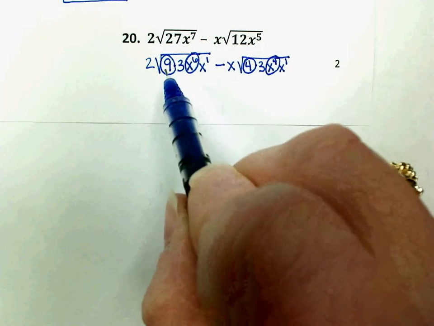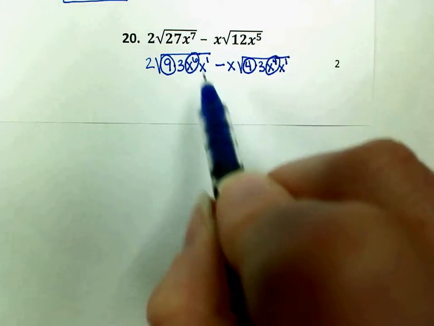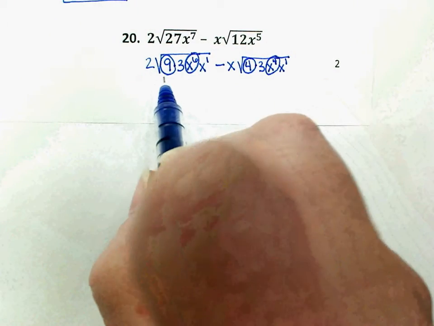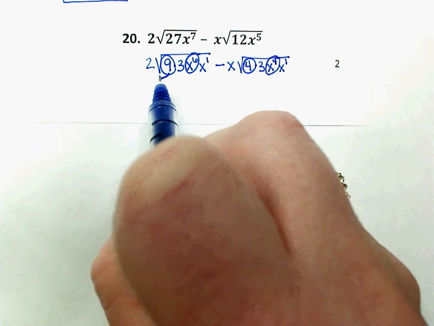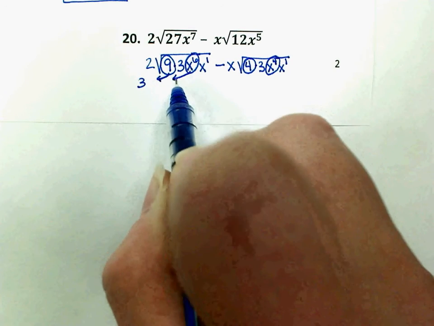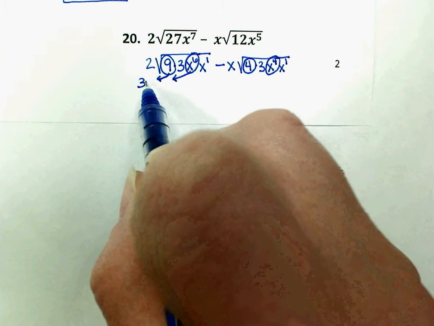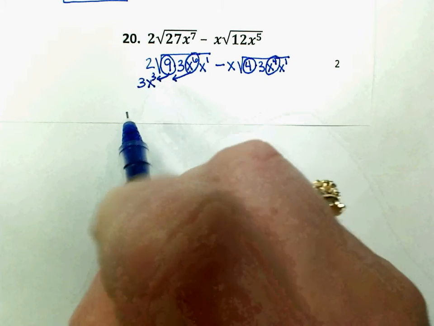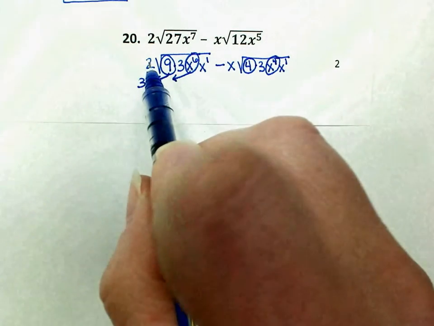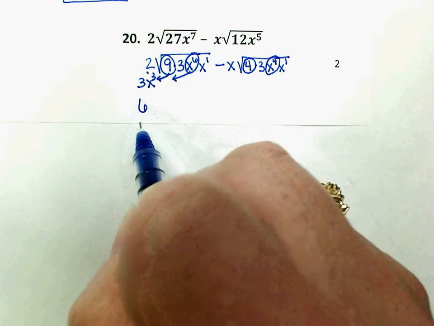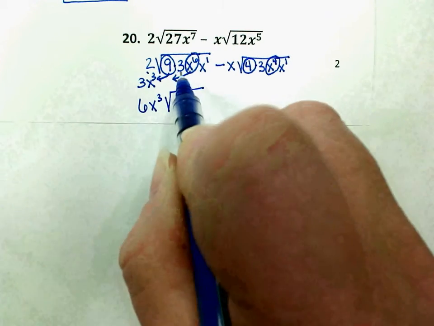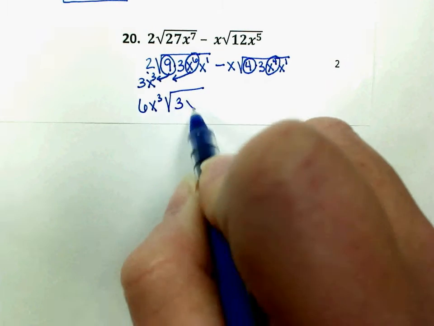So remember, when you take the square root of these numbers, they don't come out exactly the same as they're under the radical. So the square root of 9 comes out as a 3. The square root of x to the 6th, you just take half of the exponent and make that x to the 3rd. This is going to multiply by the 2 that's already outside. So the 2 times the 3 gives me 6, and then we have the x to the 3rd. Inside the radical, what's left is a 3x.